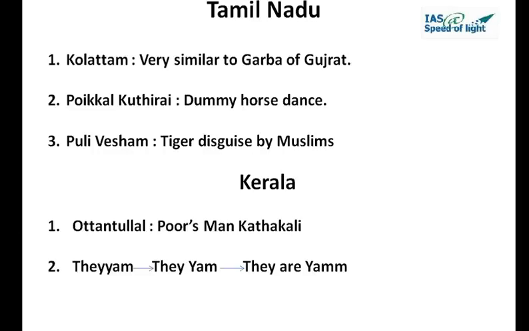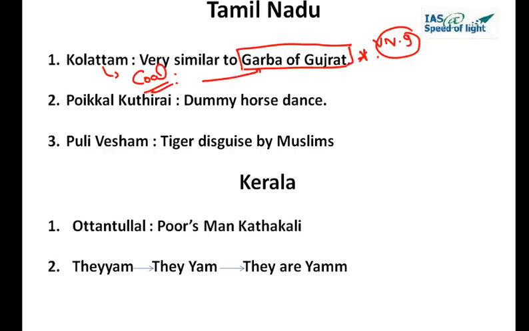Next state is Tamil Nadu. In Tamil Nadu, the first important dance is Kolattam, and it is very important. Very similar to Garba of Gujarat. Again, very, very important dance. Kolattam. So, from Kolattam, we get Kol. You relate it with Garba of Gujarat and Tamil Nadu. Our picture is Rajinikanth.